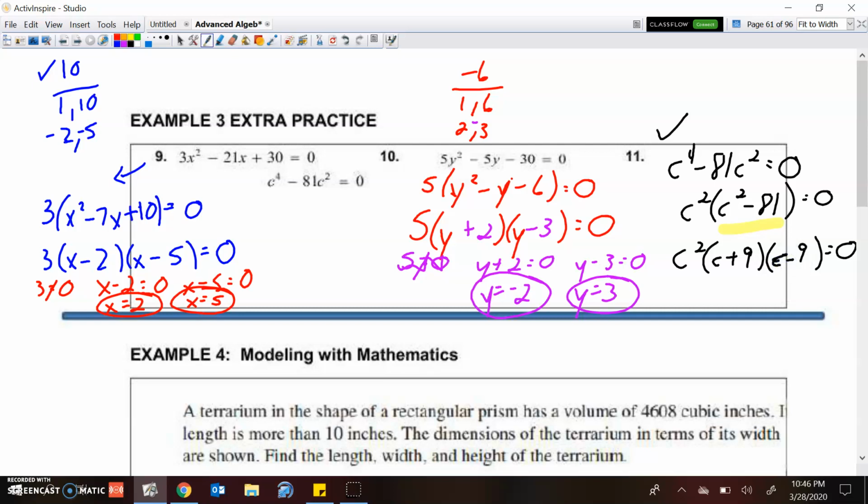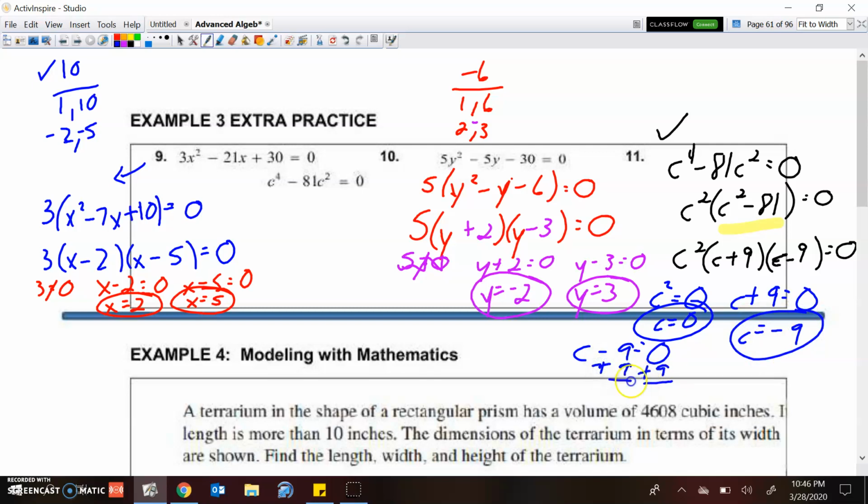So I'm going to set each of these terms equal to 0. C squared equals 0. C plus 9 equals 0. And then I'll put down here c minus 9 equals 0. So the first one, take the square root. I'm just left with c equals 0. That's one answer. Here I subtract 9 on both sides. I get c equals negative 9. That's another. And here I'm going to add 9 to both sides. I'm not showing that step mainly because there's not that much room, but that's what it looks like. So c equals 9 is my last answer. So I have 3 answers in this problem.